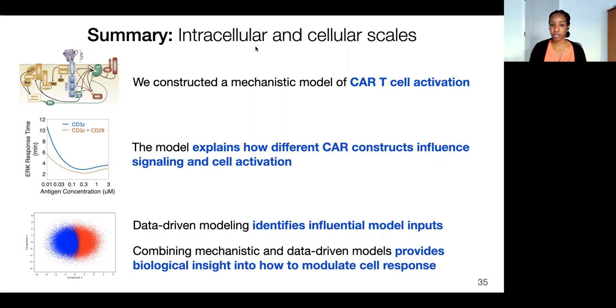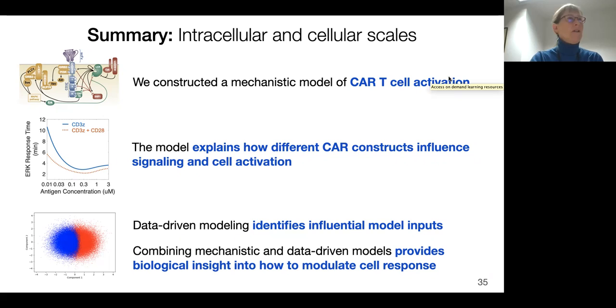So this wraps up the first two scales, intracellular and cellular. I thought it might be nice, if there are questions, to pause here before moving on to the cell scale for another maybe 10 or 15 minutes. So are there any questions here that I can answer?